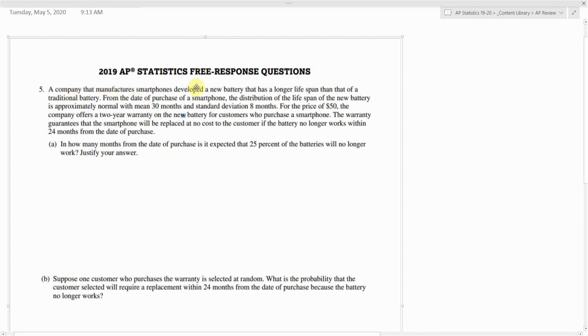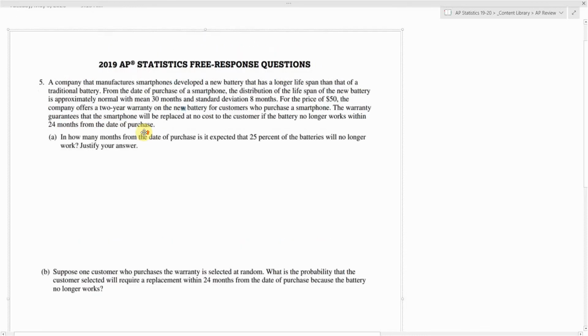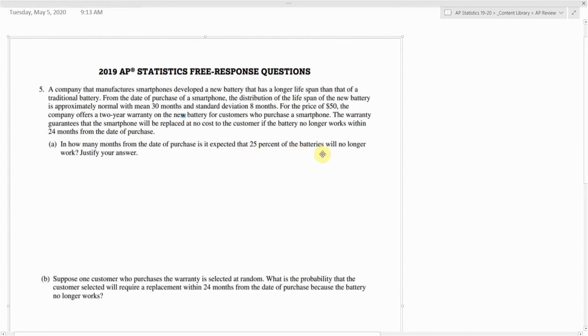A company that manufactures smartphones developed a new battery that has a longer lifespan than that of a traditional battery. From the date of purchase of a smartphone, the distribution of the lifespan of the new battery is approximately normal, with a mean of 30 months and a standard deviation of 8 months. For the price of $50, the company offers a 2-year warranty on the new battery for customers who purchase a smartphone. The warranty guarantees that the smartphone will be replaced at no cost to the customer if the battery no longer works within 24 months from the date of purchase. In how many months from the date of purchase is it expected that 25% of batteries will no longer work? Justify your answer. So this question is essentially asking, what is the 25th percentile of the battery lifespan?